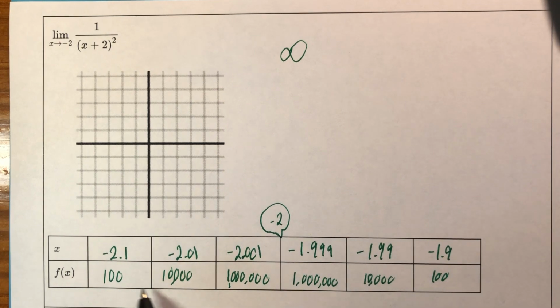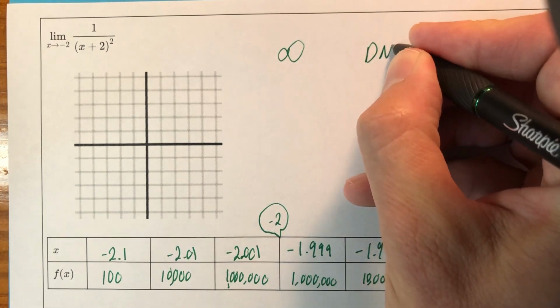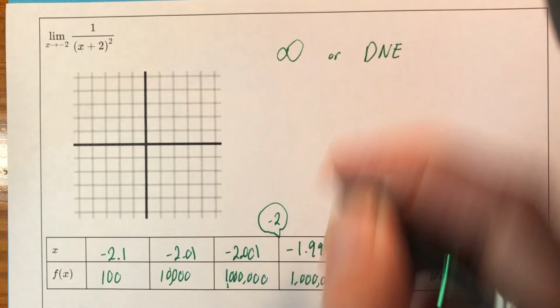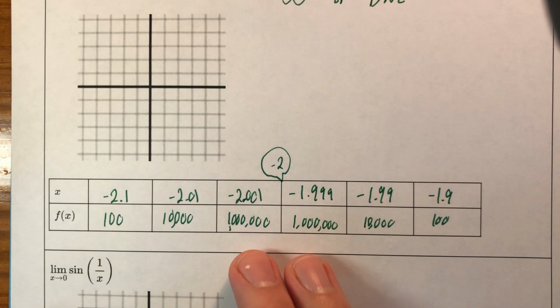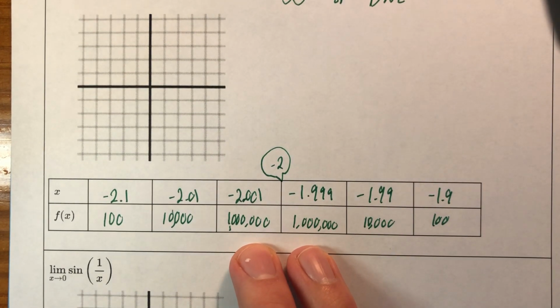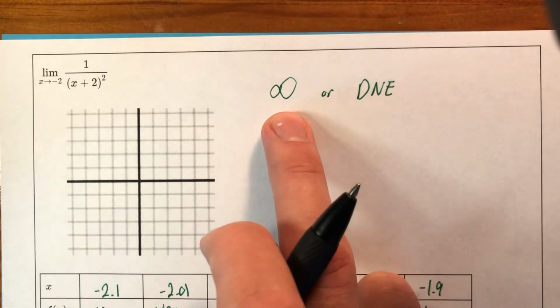But we are approaching infinity and infinity. Now, infinity is not a number. Infinity is a concept. Infinity is an idea. So we could say that this limit is infinity. Yes, it is. But it is very much acceptable to also say that this limit does not exist. Either one is acceptable because you can't count to infinity. You can't get to infinity. It is more of a concept than a number. But because these are both increasing without bound, they are both approaching infinity.